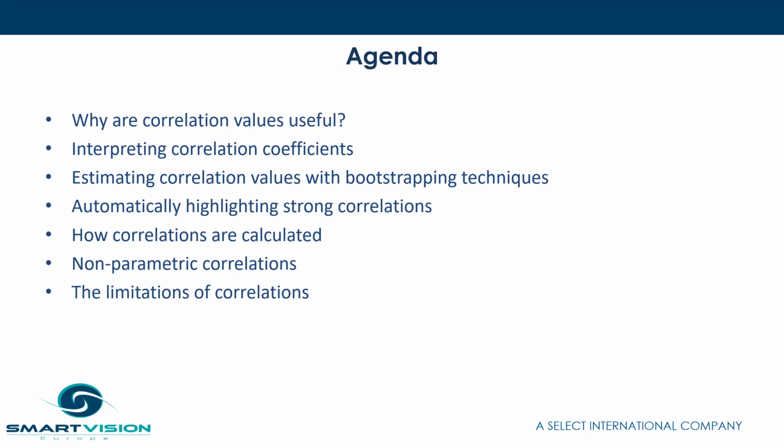We'll talk about bootstrapping very briefly, show you how to do it, what that means and why it might be useful, as well as using the style button within the correlations dialog to highlight strong correlations. We'll look at how correlations are calculated. We'll look at other types of correlation than the standard parametric type, which is Pearson's. We're going to look at non-parametric correlations, such as Spearman's and Kendall's. And we'll end up talking about the limitations of correlations, how we have to interpret them with care, the sorts of criticisms that people tend to make of them, and how to counter those criticisms.